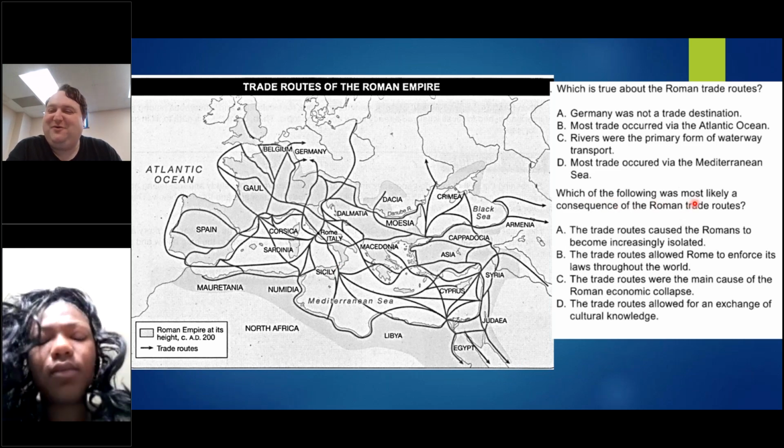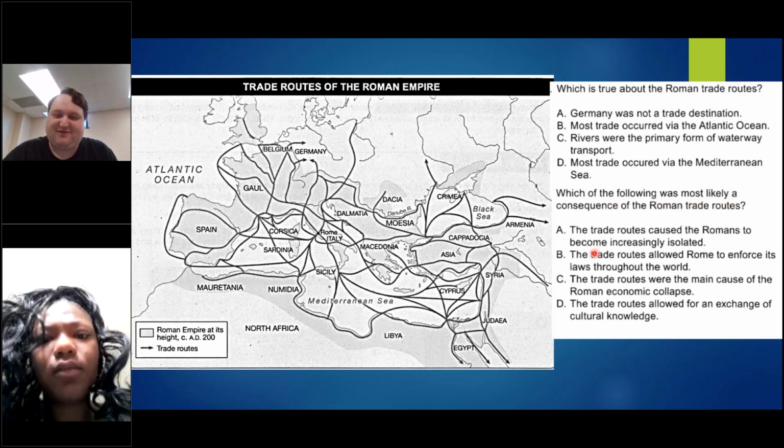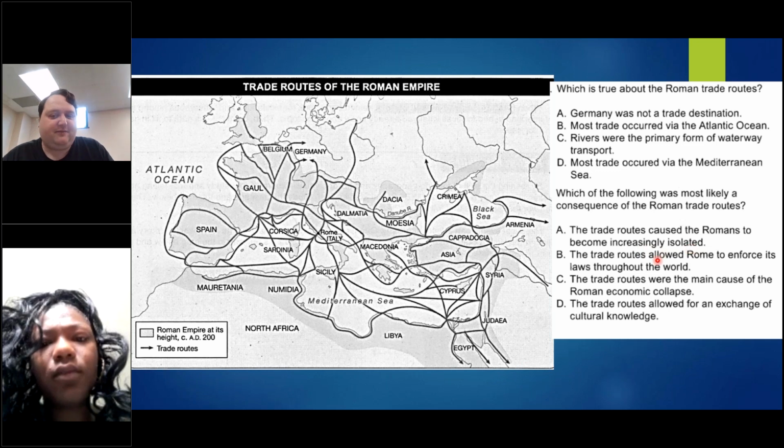And then which of the following was most likely a consequence of the Roman trade routes? A, the trade routes caused the Romans to become increasingly isolated. B, the trade routes allowed Rome to enforce its laws throughout the world. C, the trade routes were the main cause of Roman economic collapse. Or D, the trade routes allowed for an exchange of cultural knowledge.